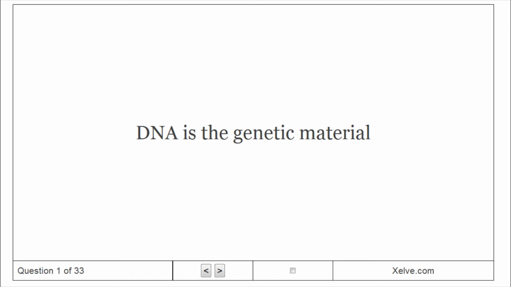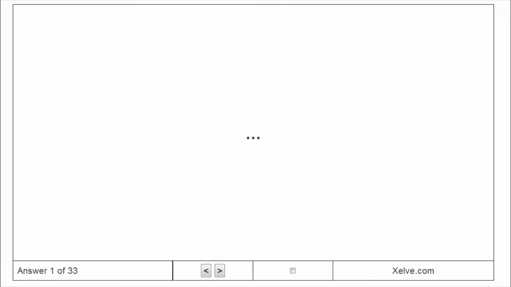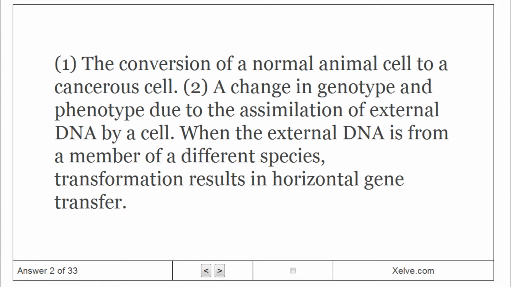DNA is the genetic material. Transformation: 1. The conversion of a normal animal cell to a cancerous cell. 2. A change in genotype and phenotype due to the assimilation of external DNA by a cell. When the external DNA is from a member of a different species, transformation results in horizontal gene transfer.